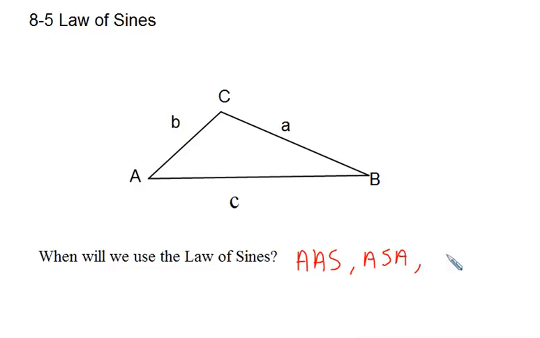Now, it will also work in the dreaded side-side-angle, provided that that angle is obtuse. Now, if the angle is not obtuse, that's what we call the ambiguous case, where there could be two different possible triangles. And so if this angle is acute, there are two different sets of answers that we could have in the ambiguous case. So for now, we're just going to look at it when this angle is obtuse.